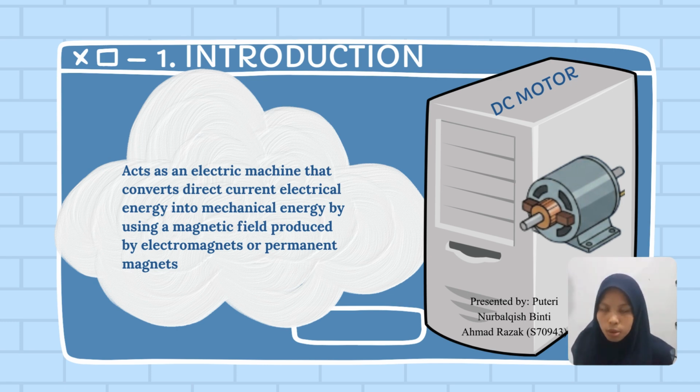A DC motor is an electric machine that converts direct current electrical energy into mechanical energy by using a magnetic field produced by electromagnets or permanent magnets. It is well known for its high starting torque and simple speed control, making it suitable for propulsion and low power electric power system applications.